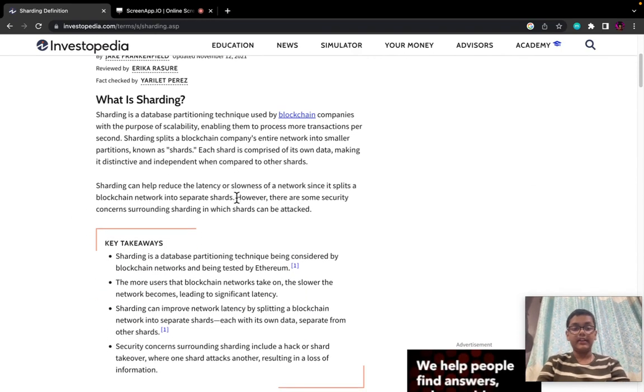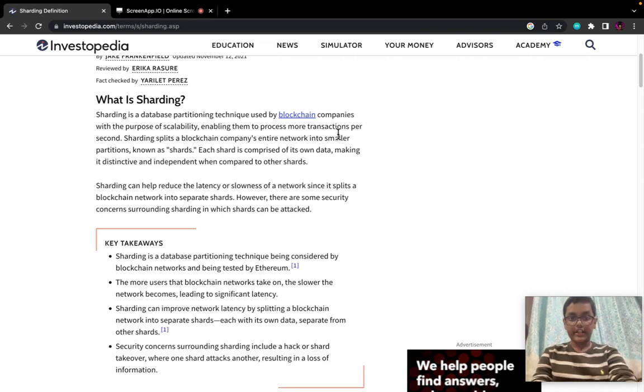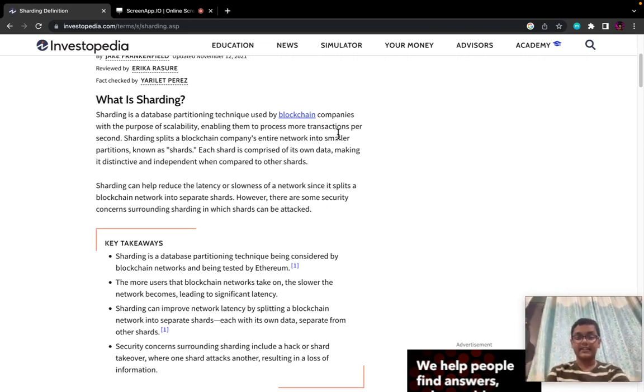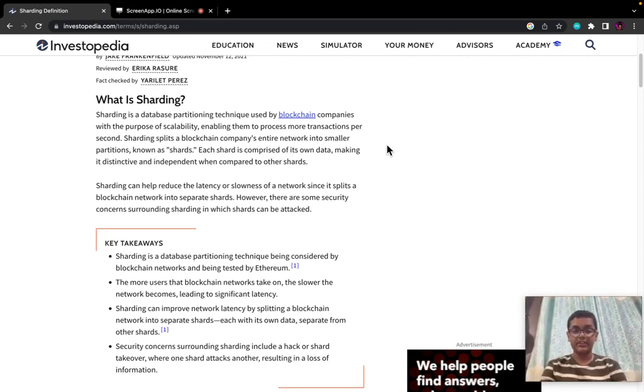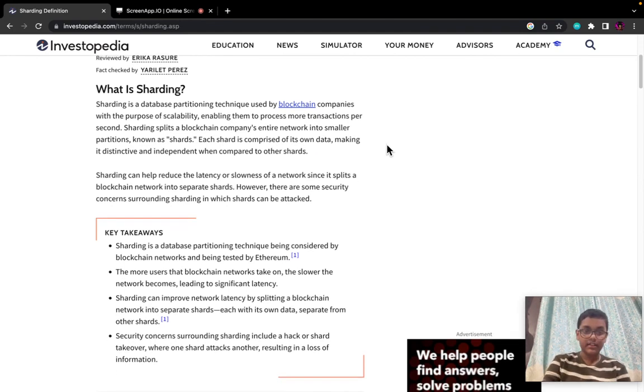What is sharding? Sharding is a database partitioning technique used by blockchain companies with the purpose of scalability, enabling them to process more transactions per second. Sharding splits a blockchain company's entire network into smaller partitions known as shards. Each shard is comprised of its own data, making it distinctive and independent when compared to other shards.